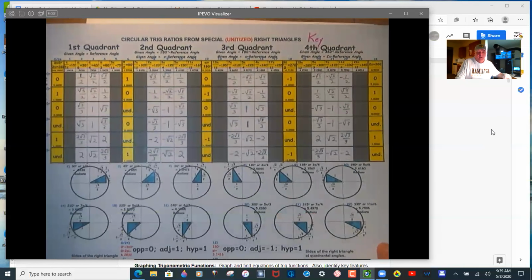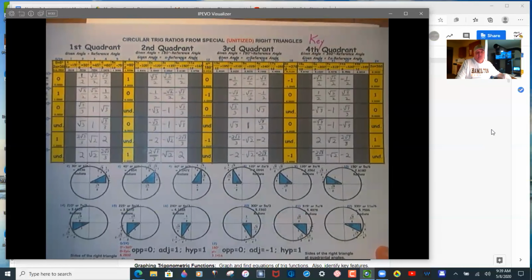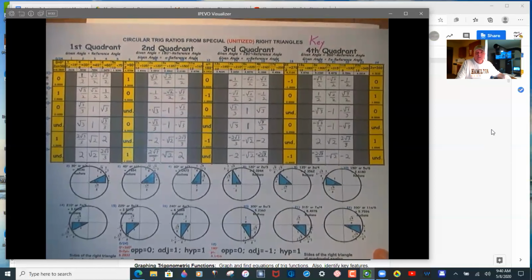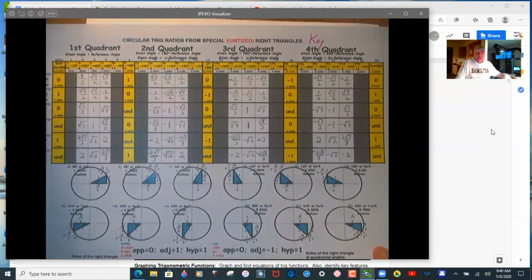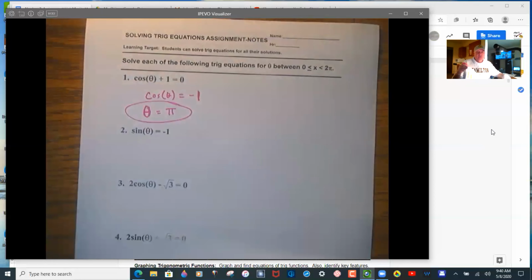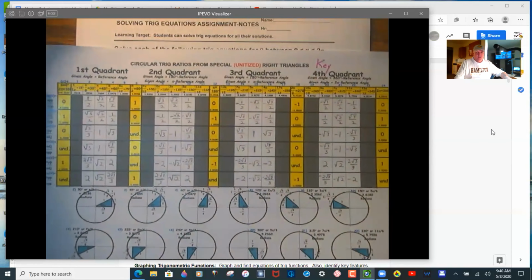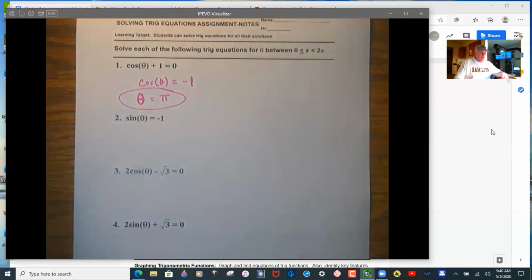If it's a special right, what if it's not? You know, I could give you cosine theta equals 0.91. Solve that. And now we need the use of the calculator. So this is good for special right triangle measures.